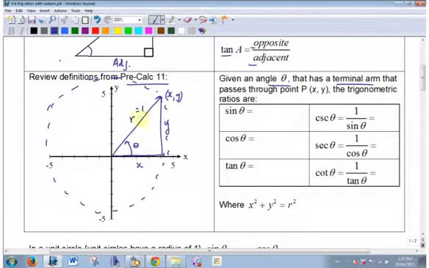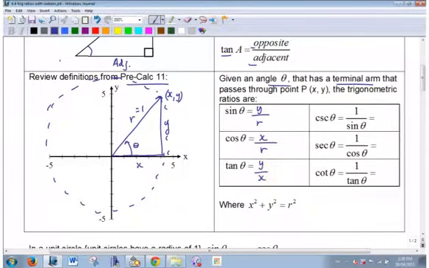Okay? But before that, we would say, well, sine is opposite over hypotenuse. But here, the opposite is y, and the hypotenuse is r. Cosine is adjacent over hypotenuse, but the adjacent, that's a distance x, over r. Tangent of theta is O over A, which is y over x.